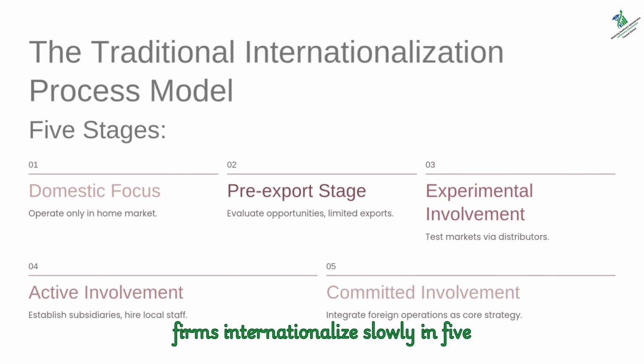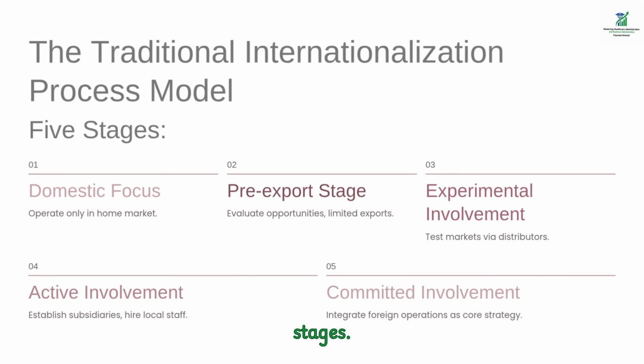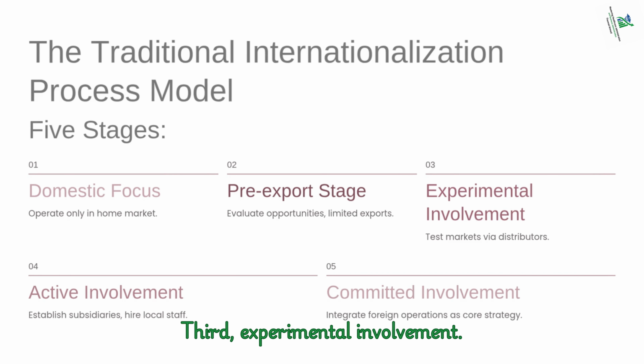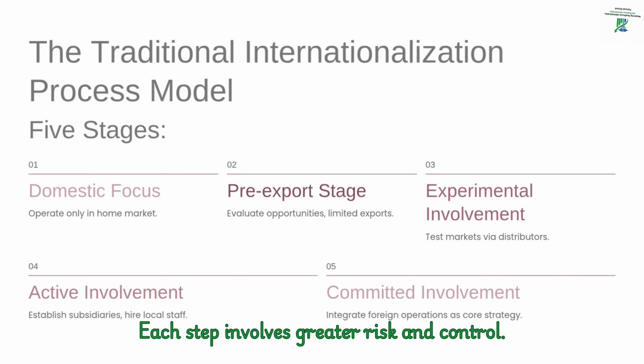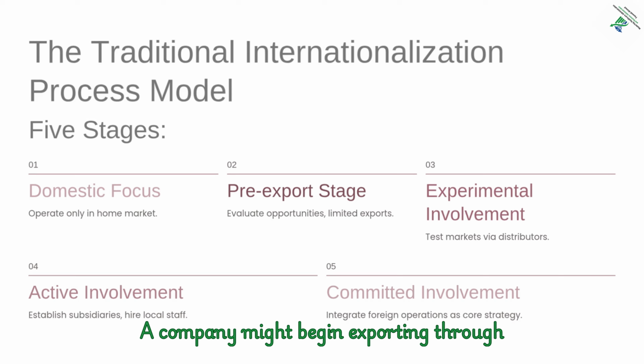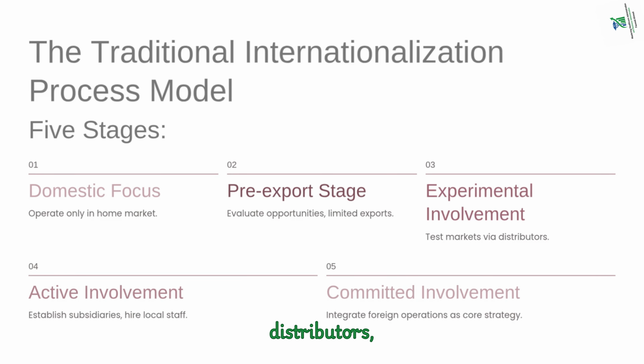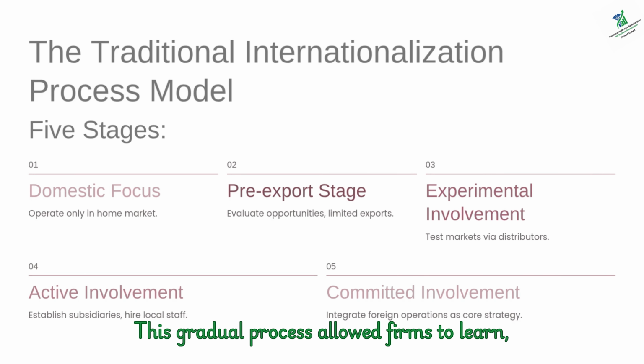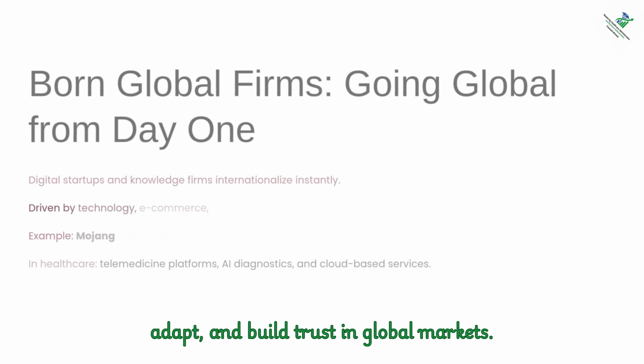Historically, firms internationalize slowly in 5 stages: first domestic focus, second pre-export stage, third experimental involvement, fourth active involvement, fifth committed involvement. Each step involves greater risk and control. A company might begin exporting through distributors, then later set up subsidiaries or foreign plants. This gradual process allowed firms to learn, adapt, and build trust in global markets.